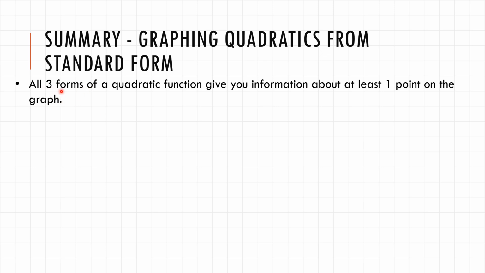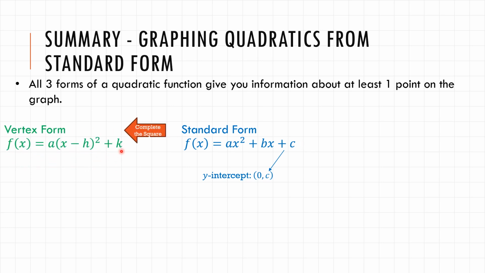In fact, all three forms of a quadratic function give you some sort of information about some point on the graph. The standard form, like we just saw, tells us that the y-intercept is always at 0 and whatever the c value is. If we wanted to convert from standard form to vertex form, if we completed the square, we would get vertex form. And from here, we can easily look at h and k to find the location of the vertex. If we wanted to revert back to standard form, we would just have to expand and simplify.